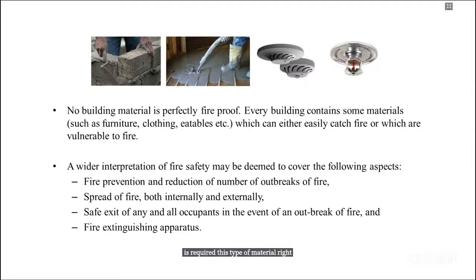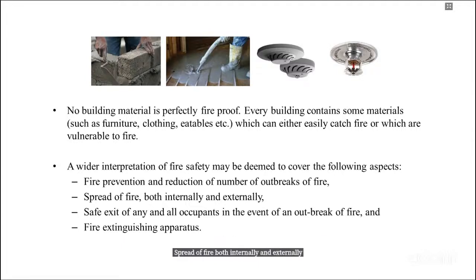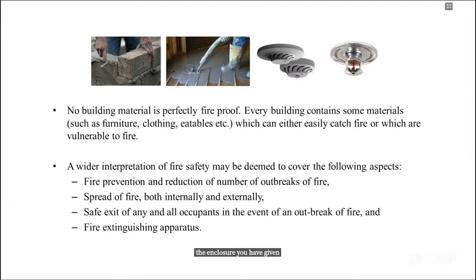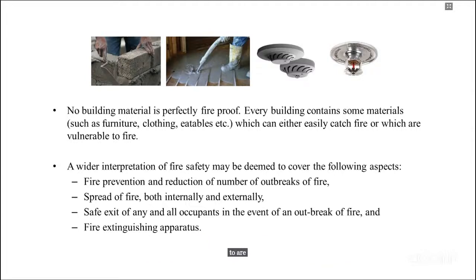A wider interpretation of fire safety may be deemed to cover the following aspects: fire prevention and reduction of the number of outbreaks of fire. I'll let you know what they're saying. Spread of fire both internally and externally. When they say reduction of the number of outbreaks of fire, they're talking about the enclosure you have given. Let me make you understand with a very simple example: when designing a building, maybe a high rise building, we are advised to give fewer enclosures in terms of windows, right?